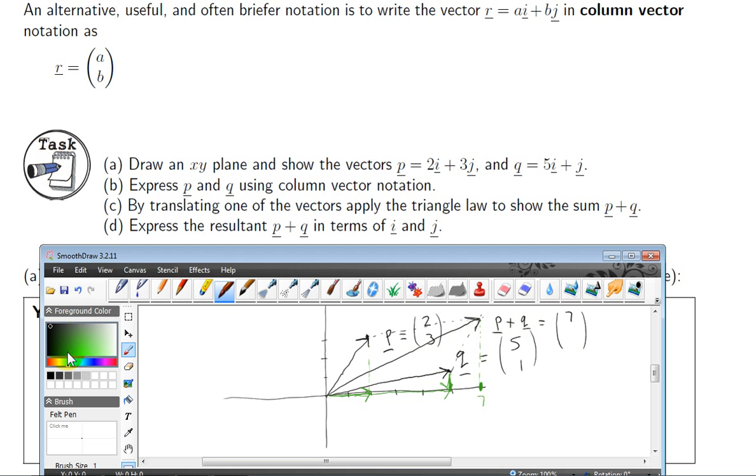Now what about the j component? Well, you can guess you do the same. You want to add this onto this here, but that's just adding 3 onto 1, which will give 4. So p plus q as a column vector is 7, 4, or we can write it as 7i plus 4j.